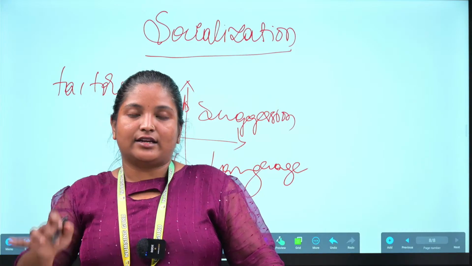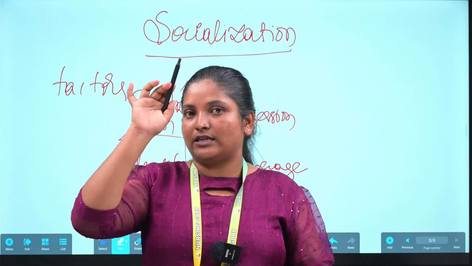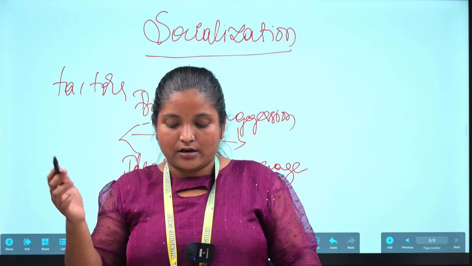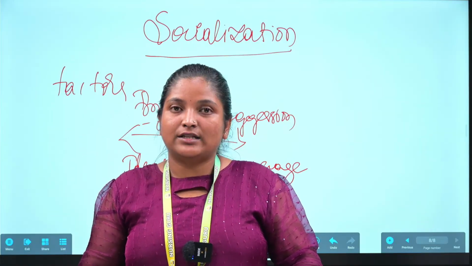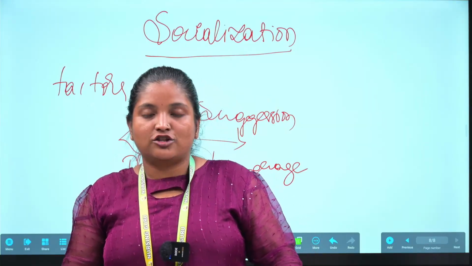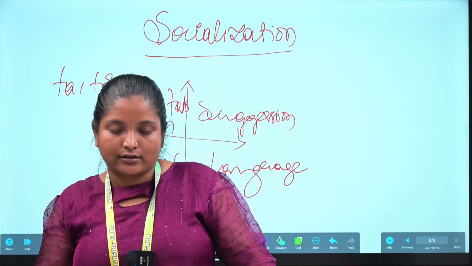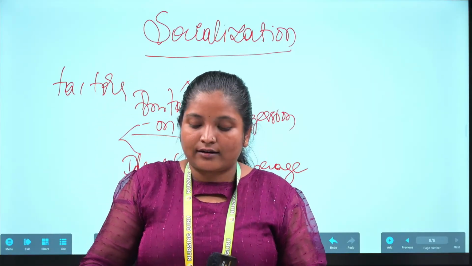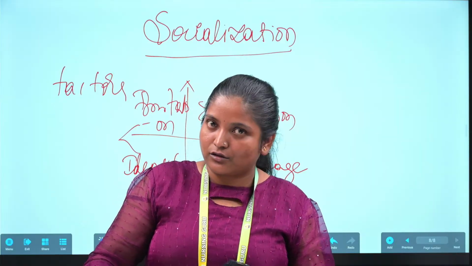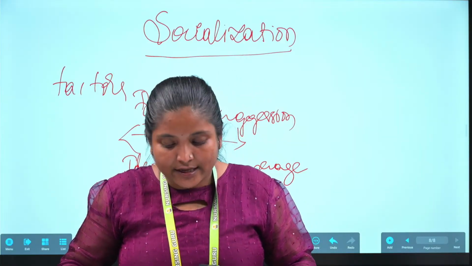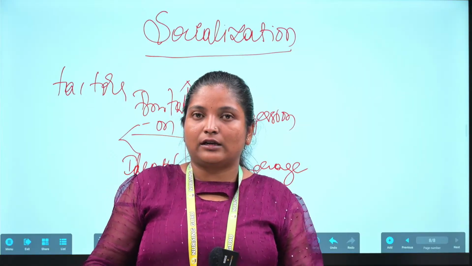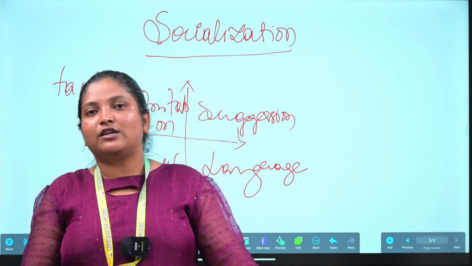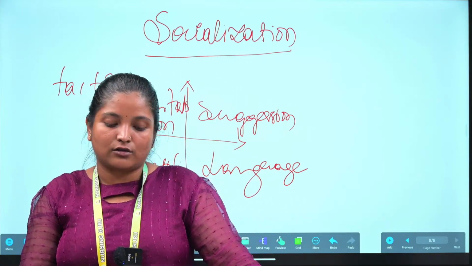Next we can see the agencies of socialization in a very easy way. The first one is family, the second is neighborhood, your neighbors. The third is peer group, which means friends. Then educational institution, where you learn, is also one of the agencies. The next is religion, then your occupation, your work, is also an agency. The next is political parties, which also act as an agency. Mass media, such as TV, radio and newspaper, is also an agency.